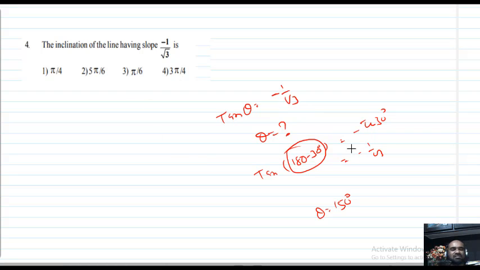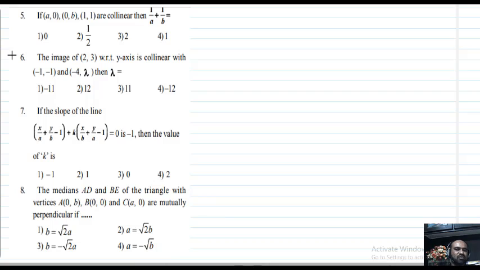But answers are given in radians. We need to convert to radians. Multiply by pi by 180. 3 5s are 15, 3 6s are 18, so 5 pi by 6. So the second option is the answer for that. Okay, next problem.